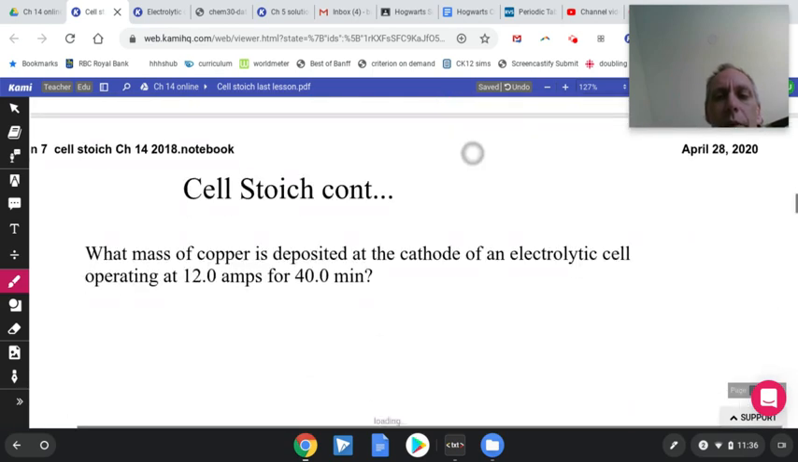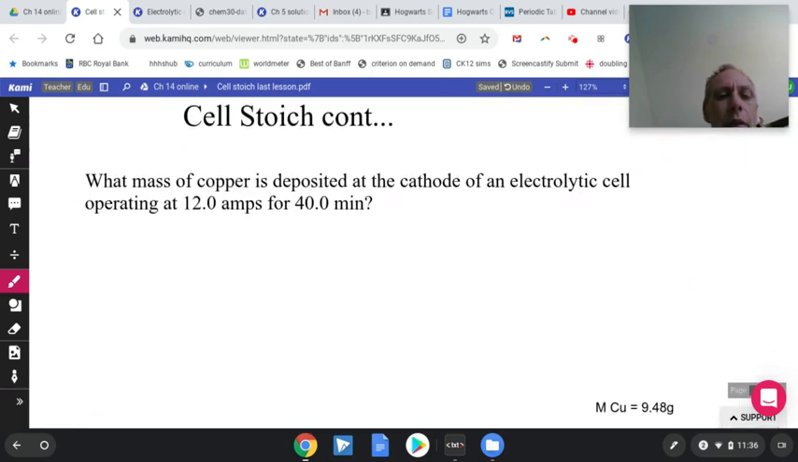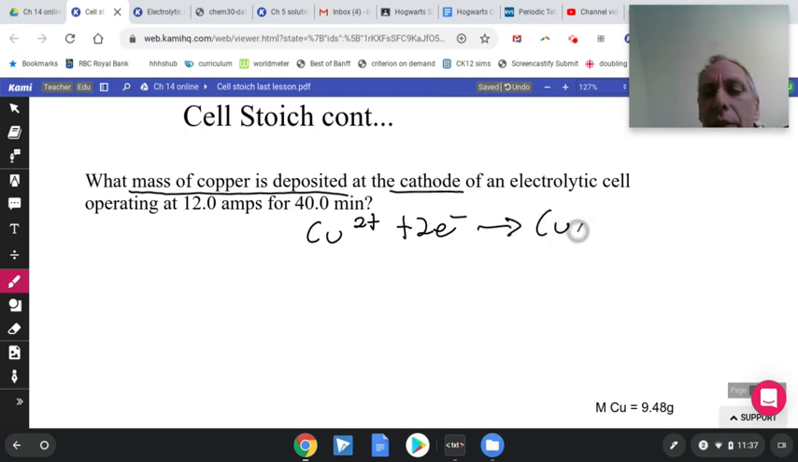So let's continue on. Okay, so this is a more typical type of question. You're not asked for moles very often. Usually you're asked for a mass. So what mass of copper is deposited at the cathode? So we have copper forming at the cathode. So my half reaction at the cathode would be copper 2 plus, gaining 2 electrons to form copper. Because remember, the cathode is always your strongest oxidizing agent, gaining electrons. So there's my half reaction. This is in the cathode of this electrolytic cell.